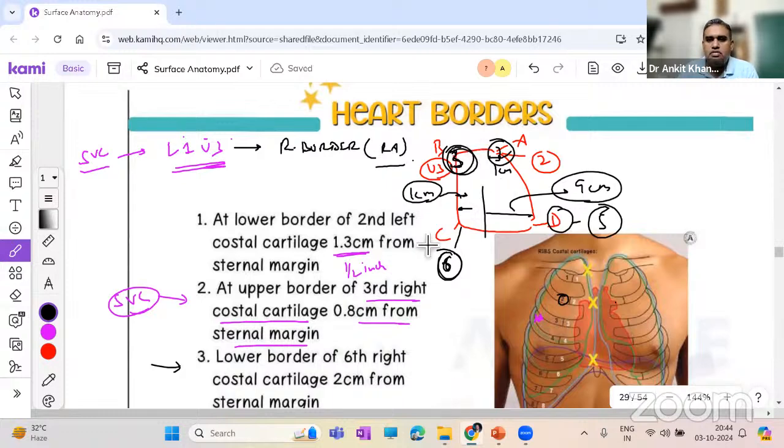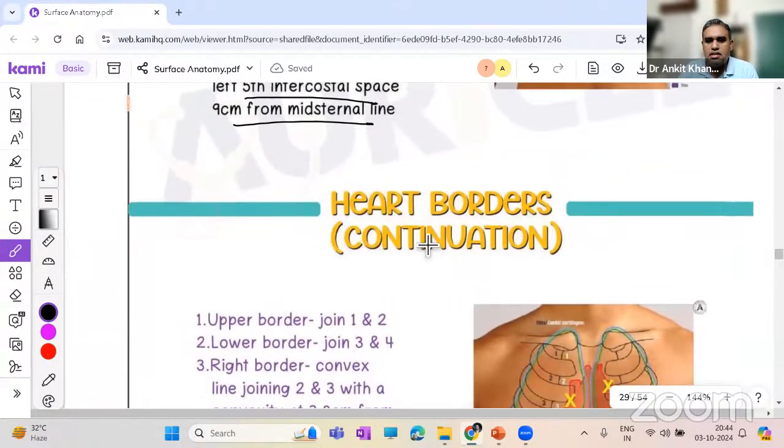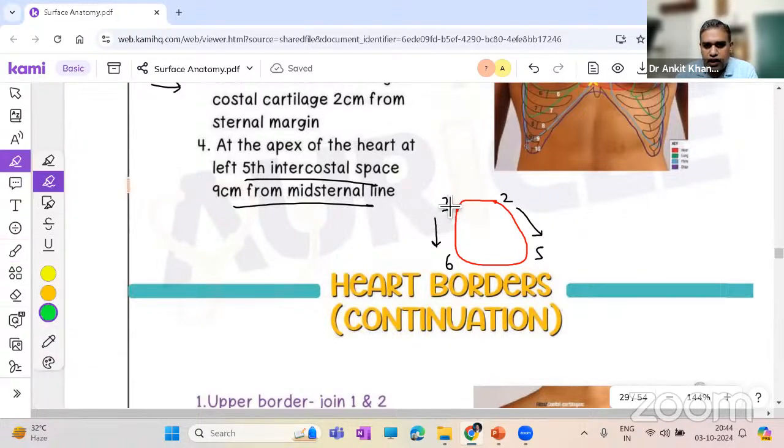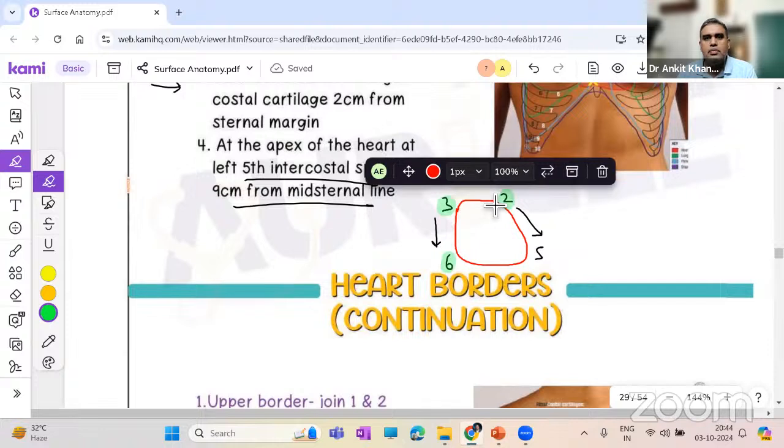Now, let me find an easy way for you to understand, if I draw it like this. I'm making the heart again over here. Try to understand. This was the third costal cartilage. This was sixth. This was second. This was fifth. Understand? The difference between 3 and 6 is 3 only. The difference between 2 and 5 is 3 only. 3 costal cartilages difference. These points over here are just around 1 centimeter. Could be 0.8, 0.9, 1.1 centimeter. So it is around 1 centimeter from the sternal margin, not the midline, from the sternal margin.